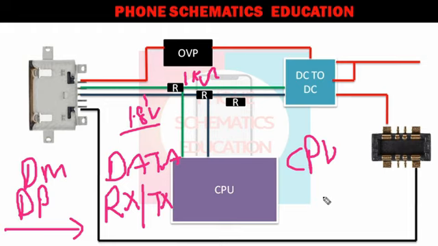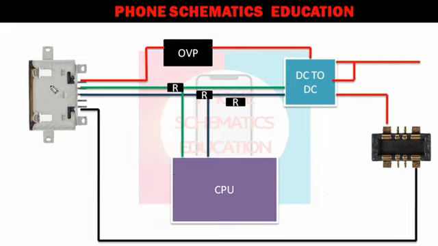Through these pins, DM and DP, right? On this line you will get 1.8 volt. So how does this line work? Suppose you connected the data cable to a laptop, right?